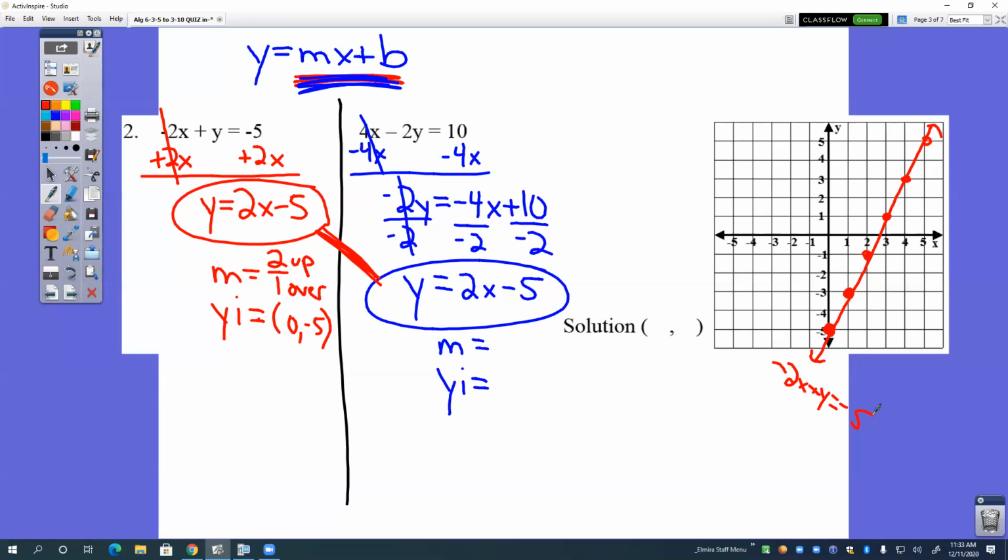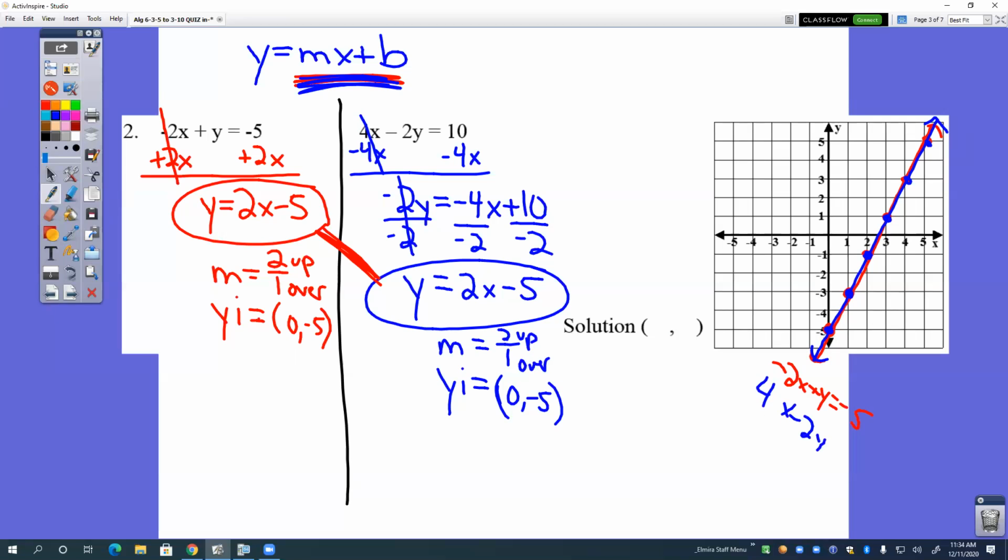Really, technically, you should label it with your original one. The second line is the same exact thing. We have 2 over 1, and we have 0, -5. So that still means up 2 over 1. We're starting here. Every point on this blue equation is the same as every point on the red equation.